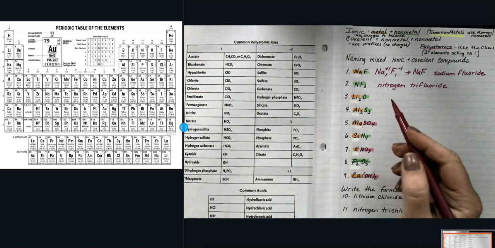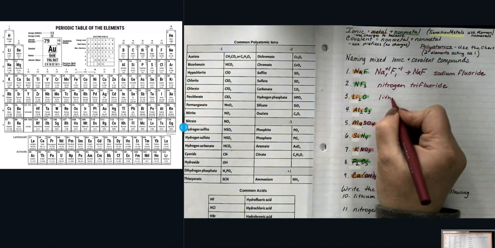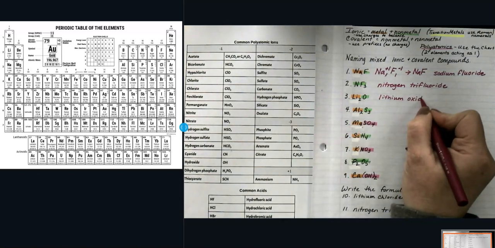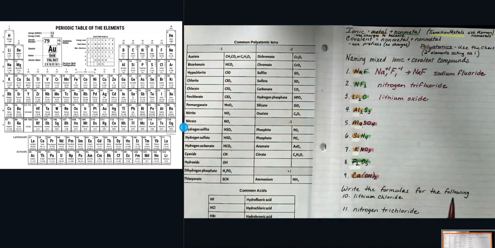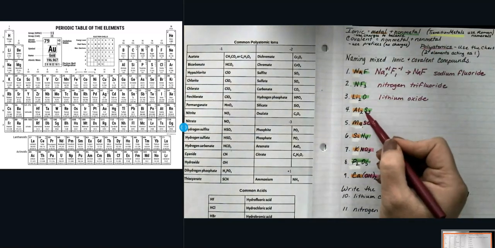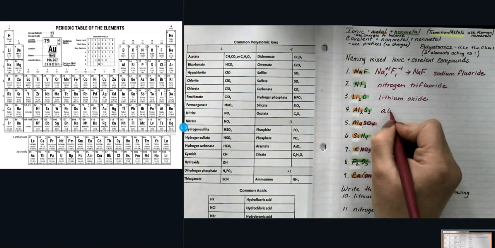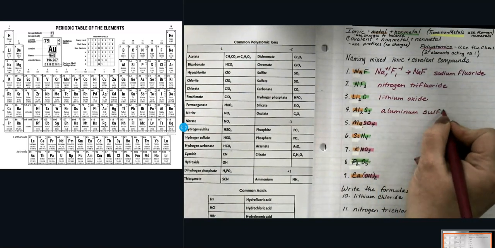Number 3 is another ionic compound. We have lithium oxide. So because it's not covalent, we're not using prefixes. Remember that. Another ionic compound, we have aluminum and sulfur, and they form aluminum sulfide.